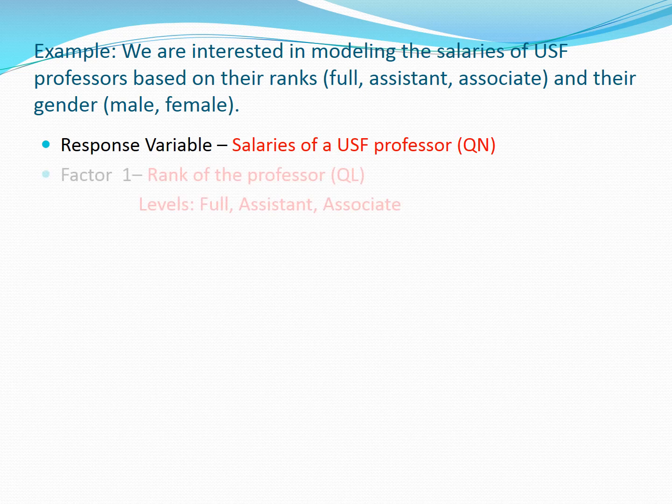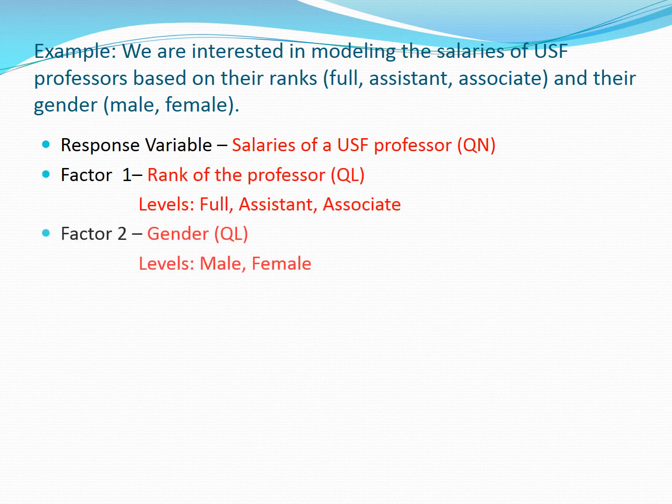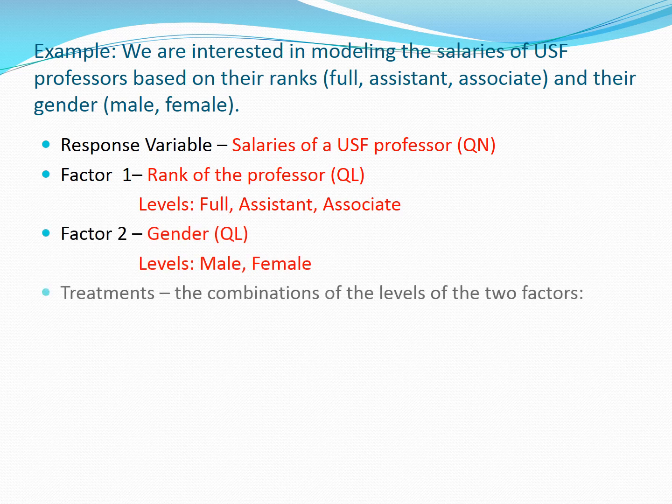So again, going through the definitions, the response variable is going to be the salary. And I have two factors now. I have factor 1, which would be the rank. I have factor 2, which would be the gender. And of course, the different levels, the full, the assistant, the associate, the male, the female, those would be called the factor levels. But there's two of them.